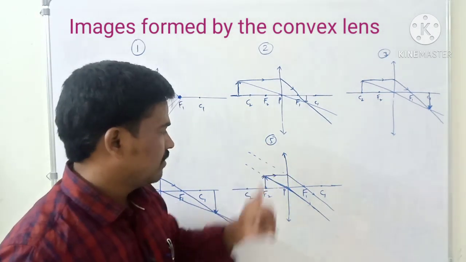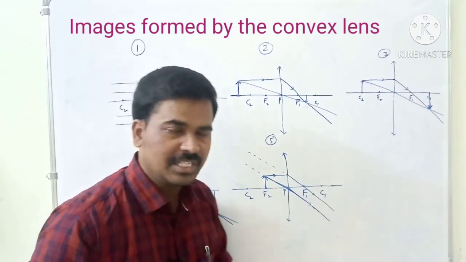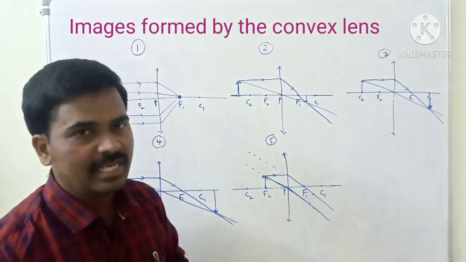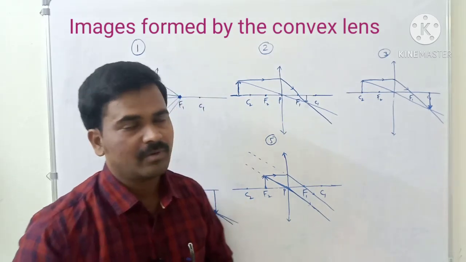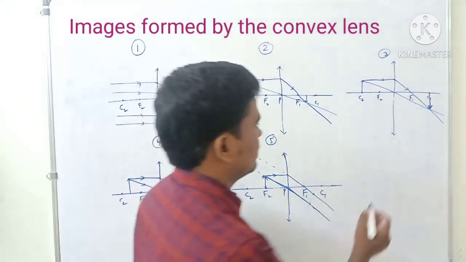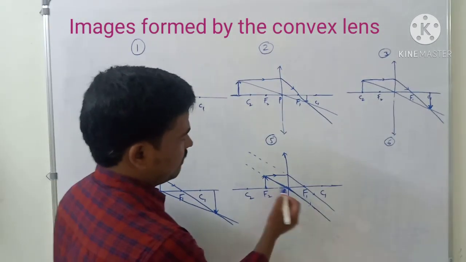That is the fifth one. If we put the object at F, we can't get an image. Otherwise we can't say what the position of the image is, or what the size of the image is. Okay, so next go for the sixth one. What is the next place? In between P and F.